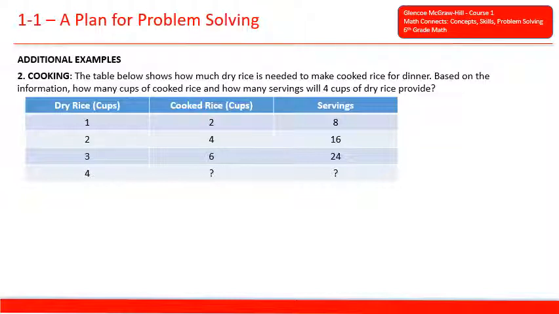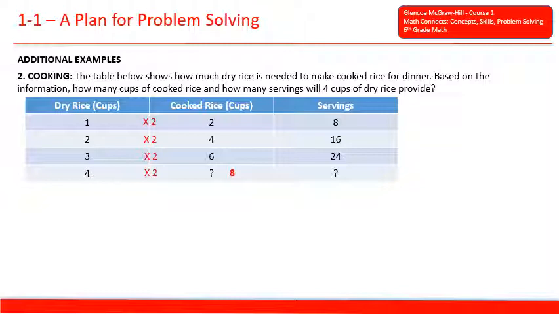So let's look at it. 1 cup of dry rice times 2 would make 2 cups of cooked rice. So if we look at the next one, 2 cups of dry rice and 4 cups of cooked rice. So that's times 2 as well. And then 3 times 2 equals 6. So 4 cups of dry rice is going to equal 8 cups of cooked rice.